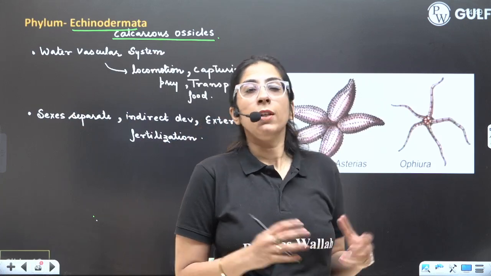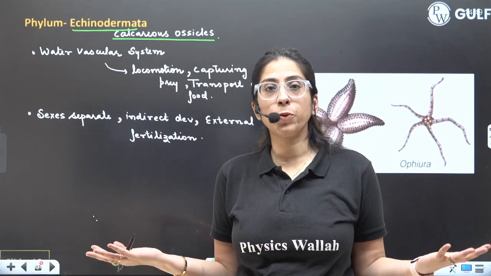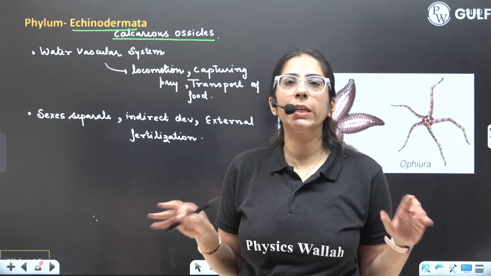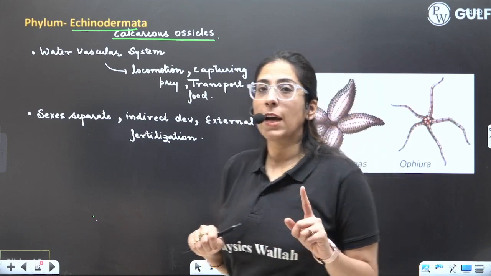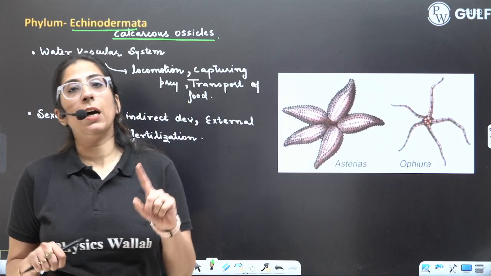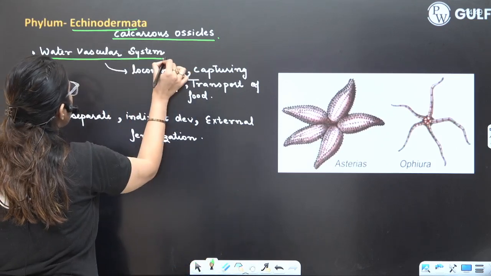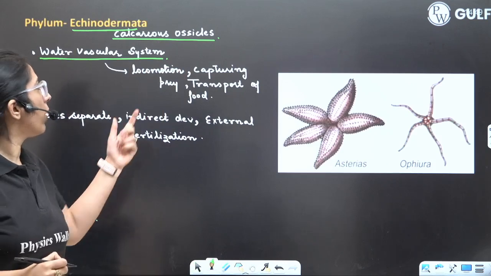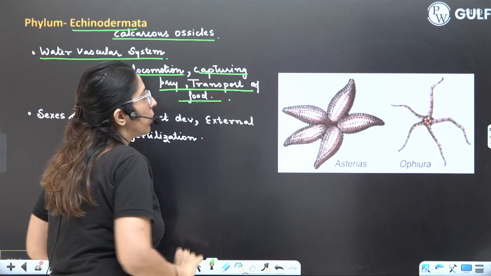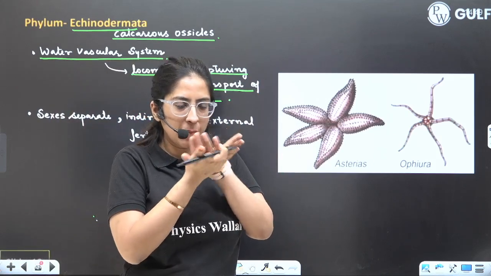And let's talk about the symmetry, the most important part. Ideally they are supposed to be bilaterally symmetrical, but no, adults in this case are radially symmetrical, whereas the larvae of this phylum are bilaterally symmetrical. They have a water vascular system for locomotion, capturing of prey and transport of food. What they have on their body are tube feet, present over here.